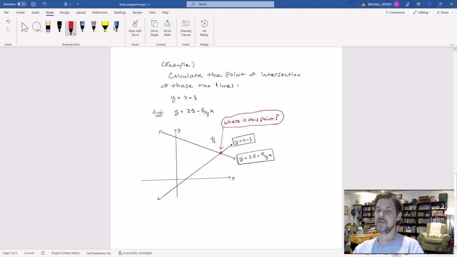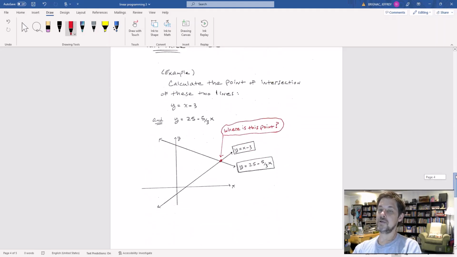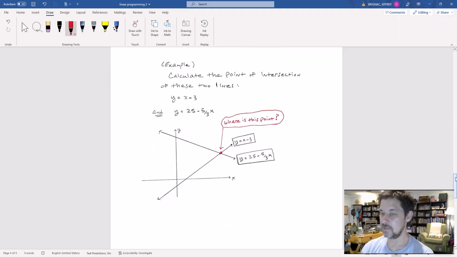All right, so how do you figure out where 2 lines intersect? It's not too hard to do. Here's the way that we do it. If I want to find the point of intersection, all I have to do is set them equal to each other. So if this is y is x minus 3, and if this is y is 25 minus 5/3 x, then I say x minus 3 is 25 minus 5/3 x.